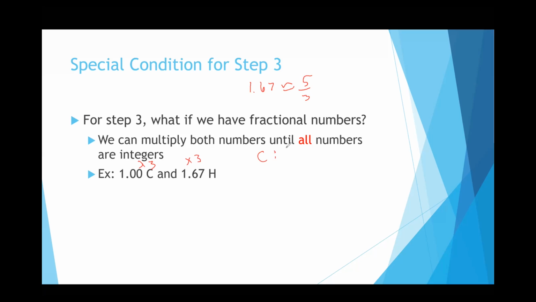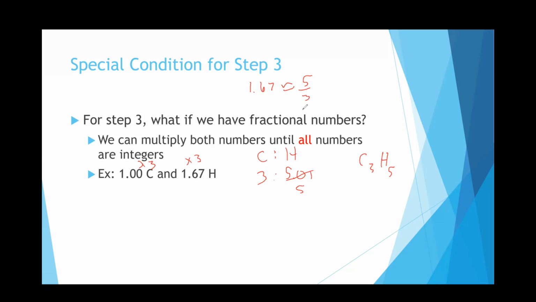So we get carbon to hydrogen is 3. 1 times 3 is 3, and 1.67 times 3 is like 5.01, which is really close to 5. So we could just assume that's 5 because it's so close and it might be due to experimental errors. So then the empirical formula will be C3H5. So that's how we do it if we have fractional numbers. We multiply by a constant and we get whole numbers.